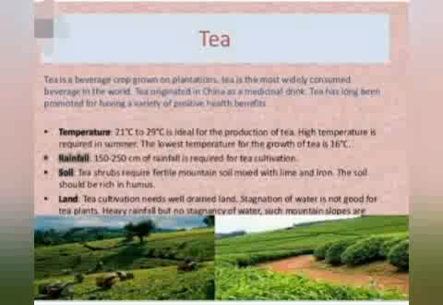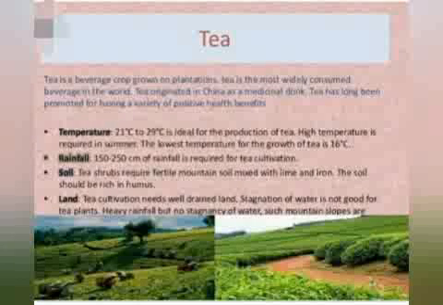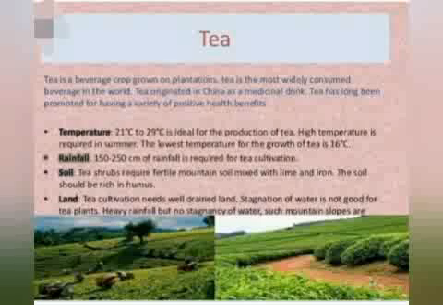Now production and distribution. India, Sri Lanka, China, Japan, Indonesia, Pakistan, and Formosa are the important tea producing countries in the world. In 2000, the total world's production of tea was 2,900,000 tons.